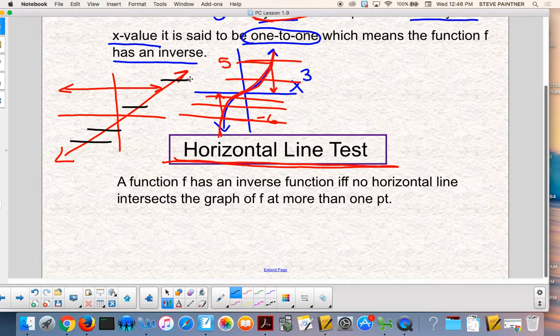So if you got this kind of function right here, that's a cubic function. Does this have an inverse? No. Look, 1, 2, 3. No, that doesn't. So let's just say linear. Linear works.